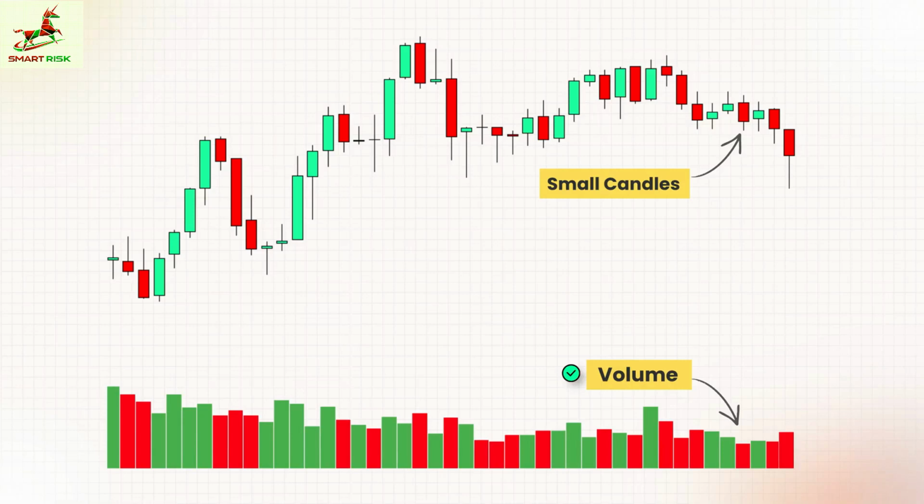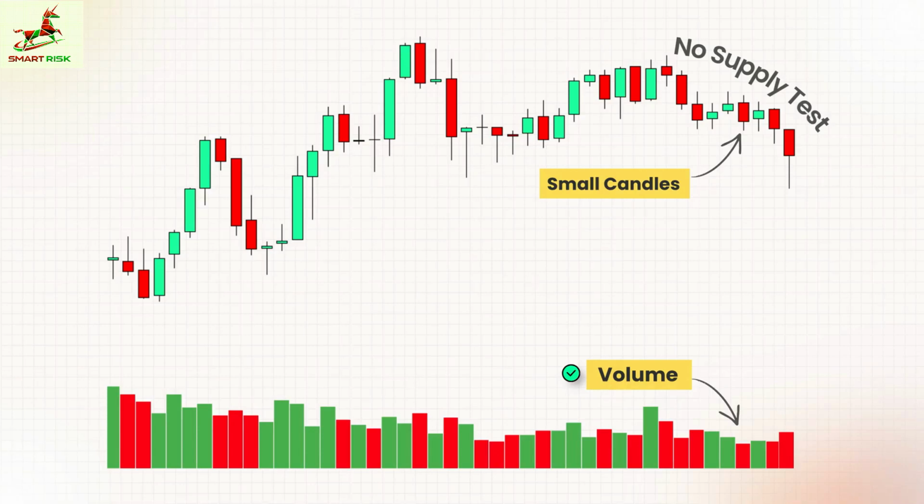What the market just did was run a quick test. It checked whether there are any sellers willing to step in at these levels. And the answer came back, no. This is called a no supply test, and it means the uptrend is very likely to continue. In fact, this can actually be a great buying opportunity because selling pressure is virtually non-existent at this point.